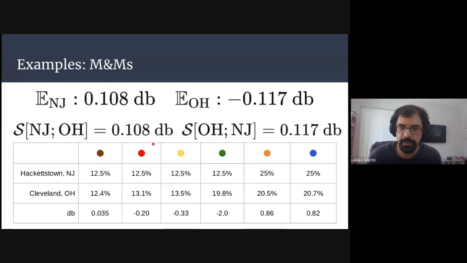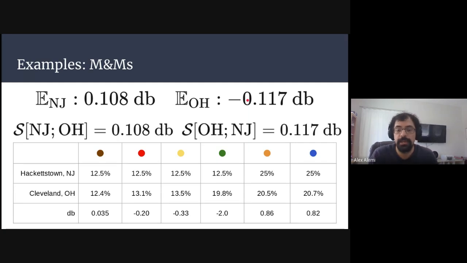So what is it for our M&Ms? We can just do it, right? We had our weight of evidence per M&M color, and now you can just compute the weighted average of this, taking weights from New Jersey or taking weights from Ohio. And what do you get? The New Jersey expectation is 0.108 decibans in favor of New Jersey. The expected weight of evidence, if you weight it with the Ohio probabilities, is actually minus 0.117 decibans in favor of New Jersey, aka 0.117 decibans in favor of Ohio.